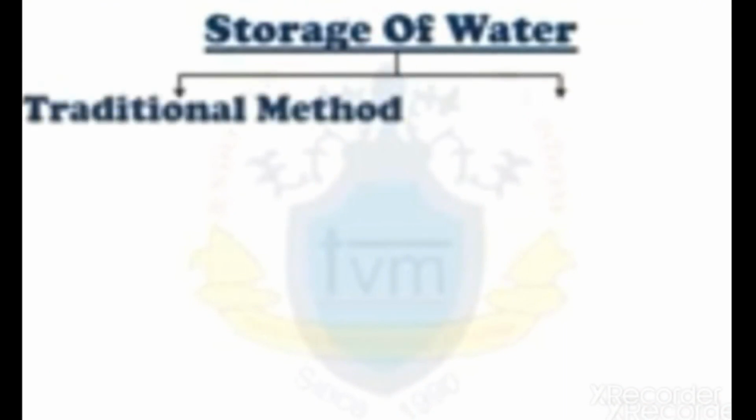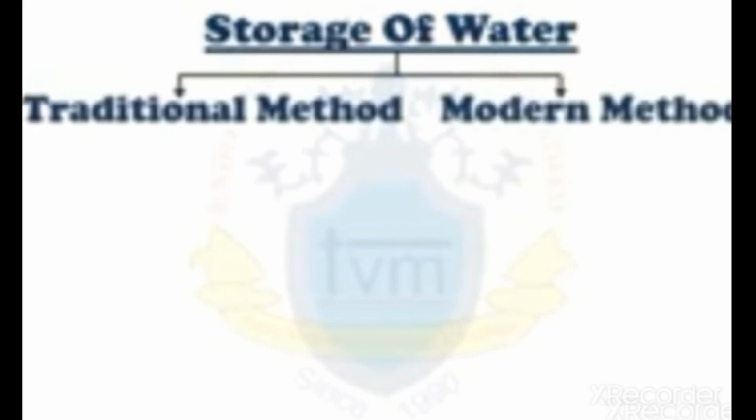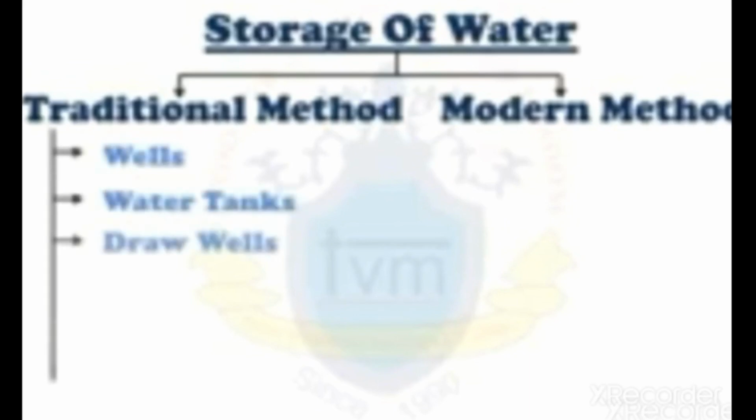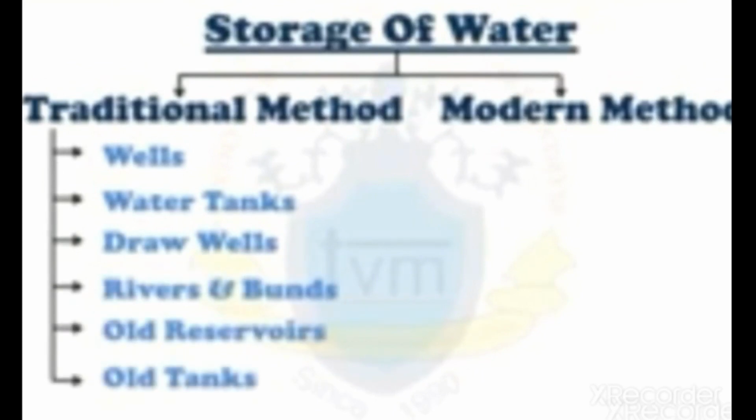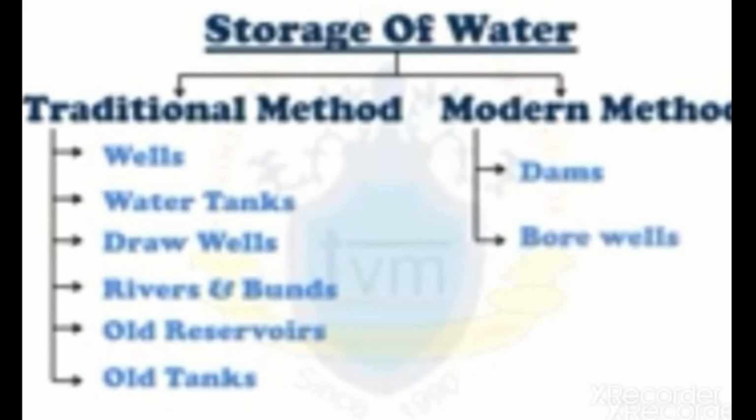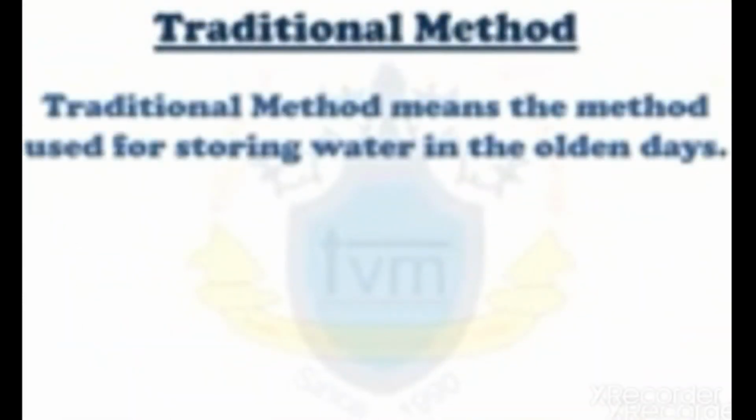Now we'll learn the storage of water. In the storage of water, we'll divide this into two parts. First is a traditional method and second is a modern method. And in this part, we are going to learn the traditional method. In the traditional method, we'll see the wells, water tanks, draw wells, rivers and ponds, old reservoirs, old tanks, and modern dams and bore well. Okay, but we'll concentrate on traditional methods only in this part, isn't it? Now we'll see the traditional methods in detail.